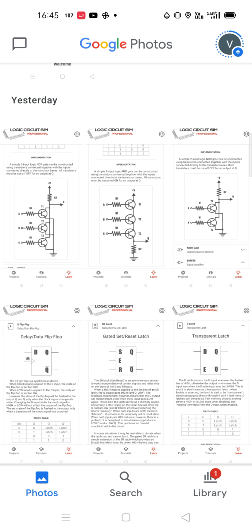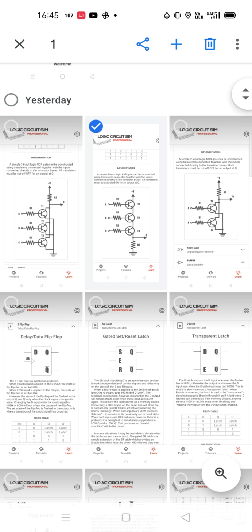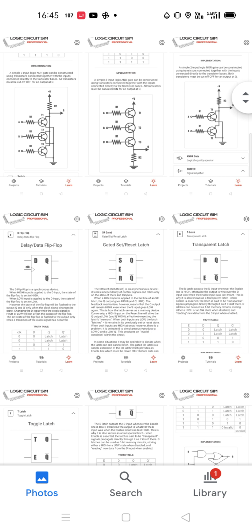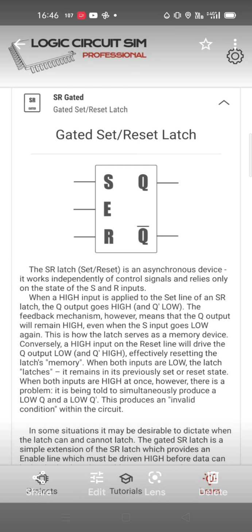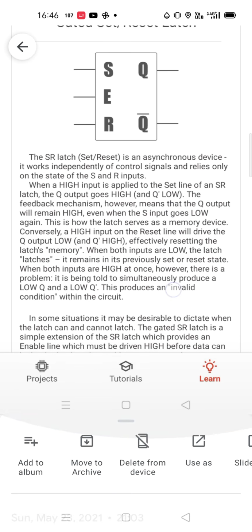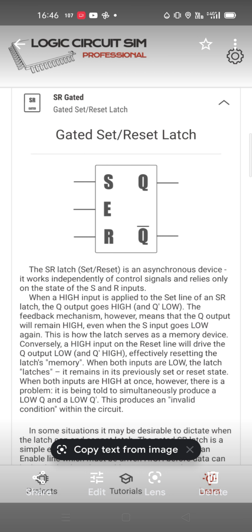Okay, I just wanted to show you how things work, so that you can make it at home. So this is, as I told you, the gated set-reset latch and things like that. Latch is for memory storage. You can make your own silica wafers, and you can store your own memory on a silica wafer.